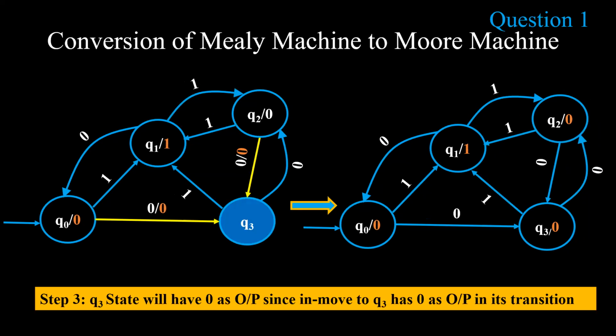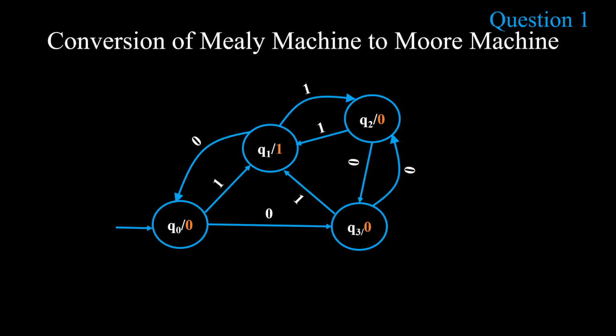And same is for Q3, 2 inputs. We will add both these inputs to Q3 / 0. Fine. Now we have converted this particular machine, a Mealy machine, into a Moore machine.